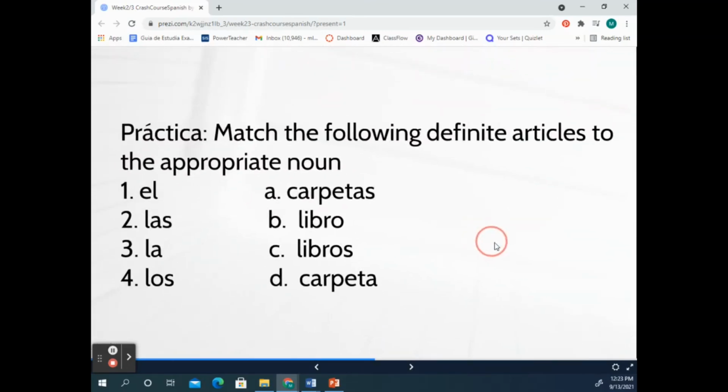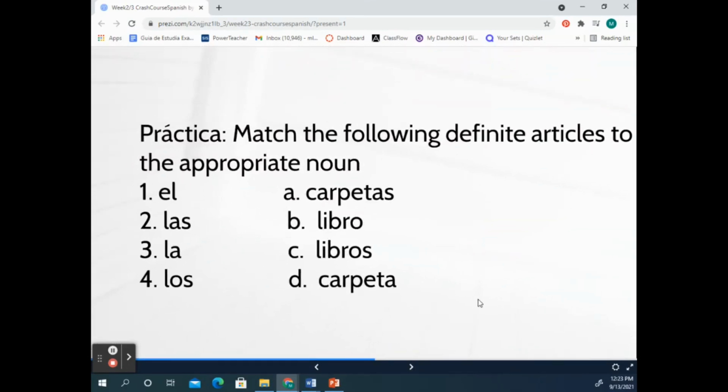Okay, so let's quickly do some practice here. Go ahead and pause the video if you need to. What I've done is taken the definite article and separated from the noun, and I would like for you to put them back together. Okay, so hopefully you got el goes with libro. Las with carpetas. La would go with carpeta, and los would go with libros. Again, we always have to match those according to masculine, feminine, singular, plural.